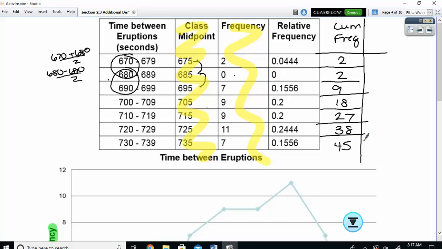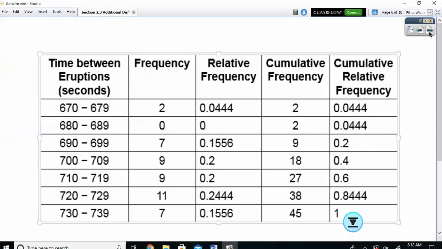The graph for these, I am not going to assess. It would just be like plotting the midpoint and the frequencies. It actually has a different term. It's called an ogive. If you ever hear that term, it's just all the frequencies up to that point, but I am not going to include that one on any tests or anything.